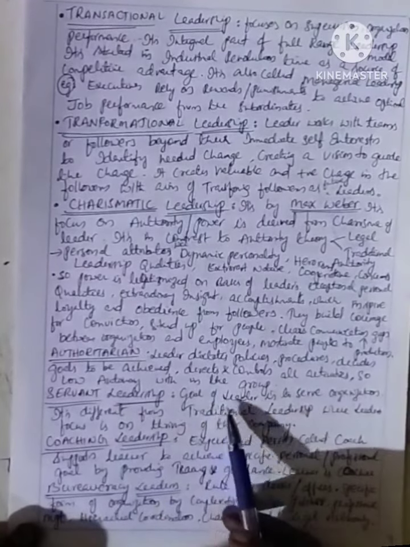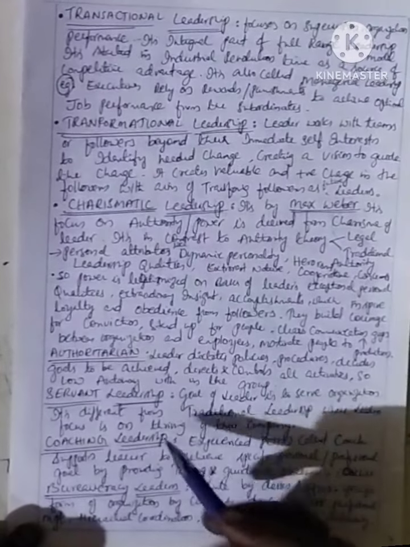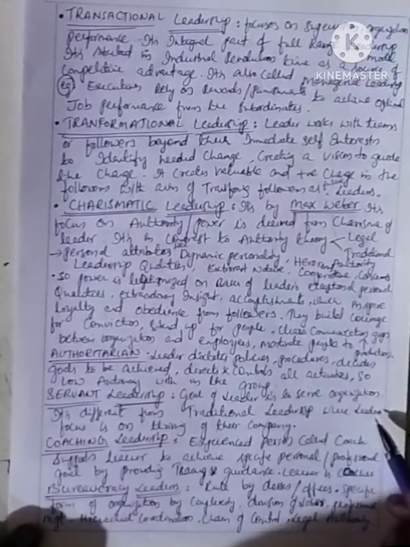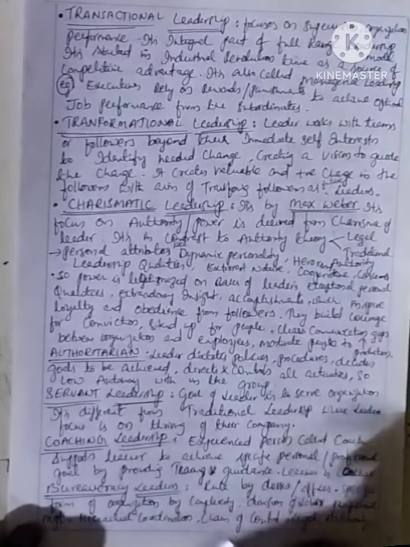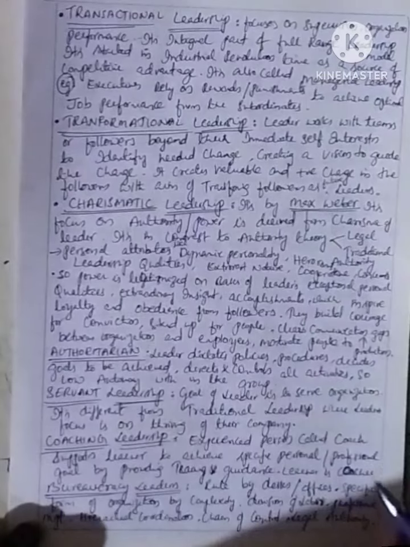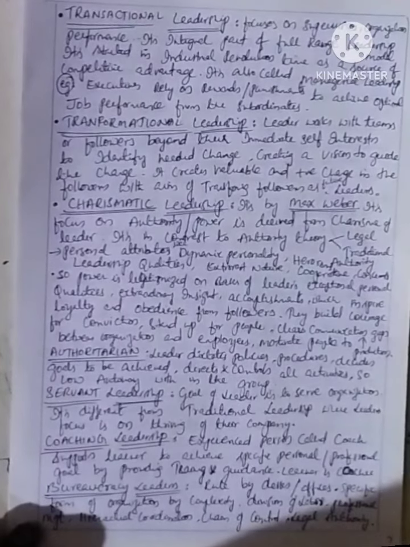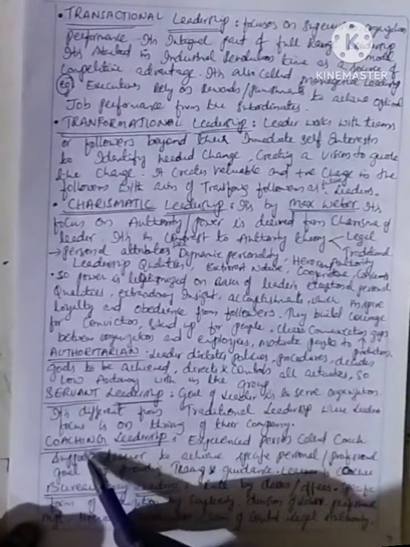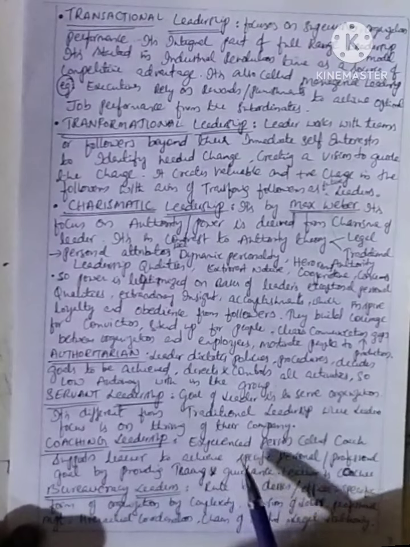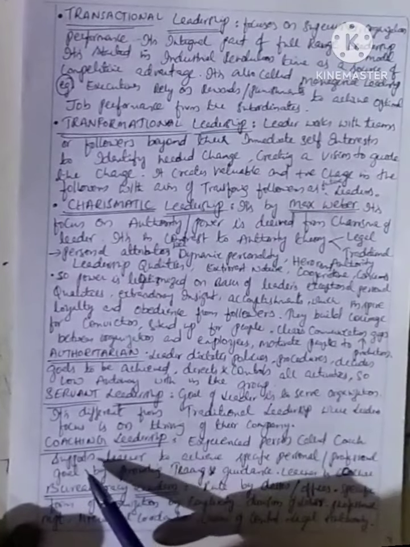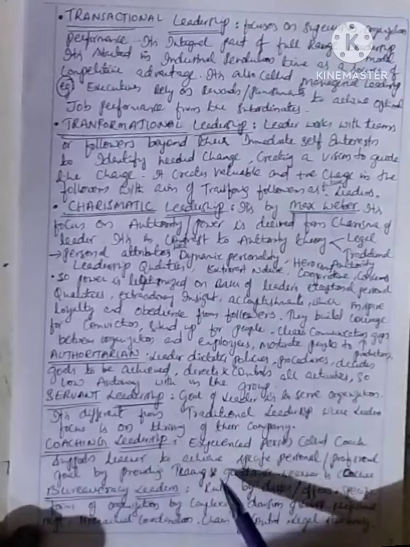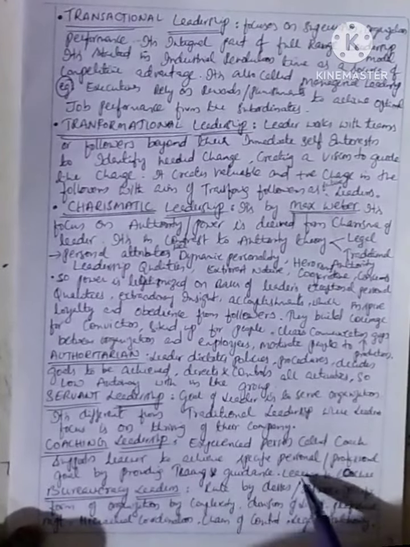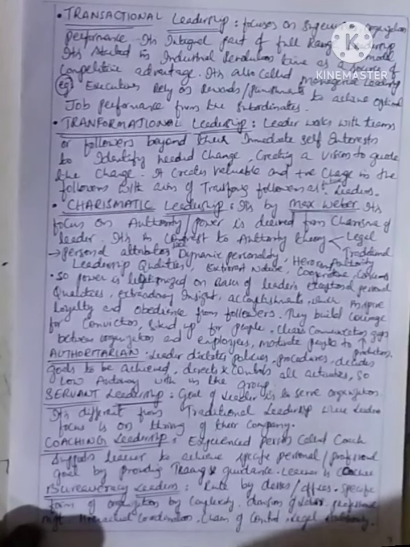Servant leadership. The goal of the leader is to serve the organization. It is different from traditional leadership, where the leader's focus is on the thriving of their company. So he will be serving the organization without expecting much gain or profit. That is called servant leadership. Coaching leadership. An experienced person called a coach supports a learner to achieve specific personal or professional goals by providing training and guidance. Here the learner can be called a coachee.